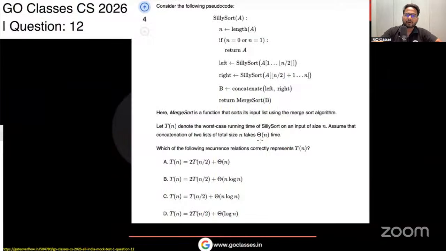Let's see this question. This question is from algorithms, and it was easy. But the intention of giving this question is to make sure that you know how to write the recursive equations. See here that we are saying silly sort. There is some silly sort that is being called.